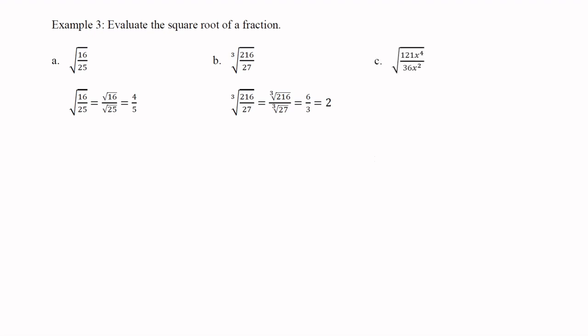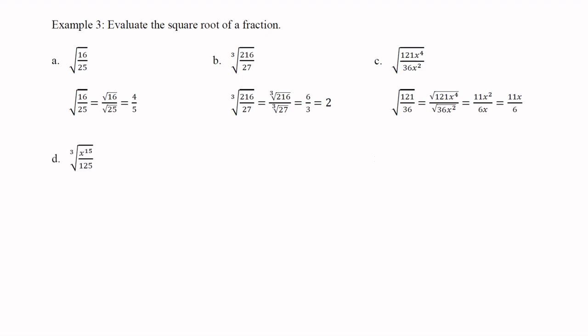For the next one, we are again going to take the square root of the top divided by the square root of the bottom. The square root of 121 is 11. Square root of x to the fourth is x squared. On the bottom, we have the square root of 36, which is 6, and the square root of x squared, which is x. And then we can simplify this further by canceling 1x off the top and the bottom. So this gives us 11x over 6.